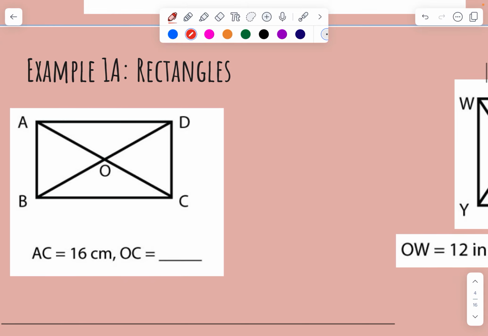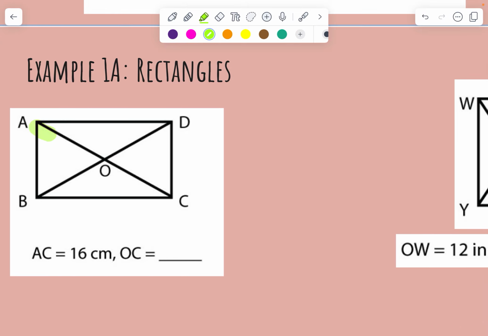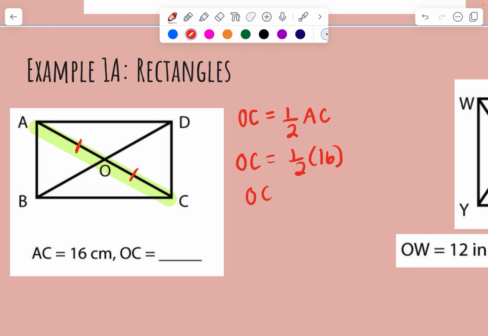So let's go back to this one here. They're telling me that this whole part is equal to 16. Well, I know each of these is equal. So that would mean that OC is half of AC. So OC is half of 16, which means OC is 8. So 8 centimeters.